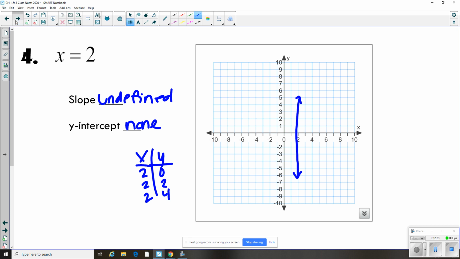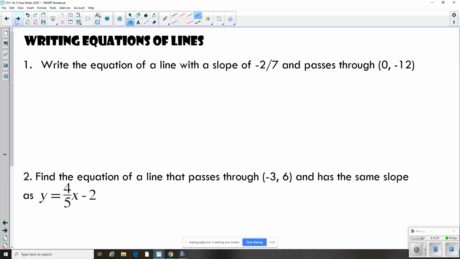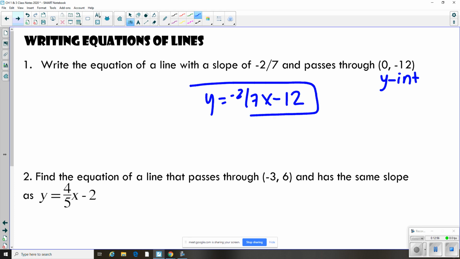Okay. How about then write the equation of line with a slope of negative 2/7 that passes through 0, negative 12. What is 0, negative 12? What's special with it? This is your y-intercept. If it's 0 something, it's going to be your y-intercept. Okay, who can give me the equation all together, you think? Go ahead. Y equals negative 2/7 x minus 12. Awesome. Could you have plus a negative 12? Absolutely.